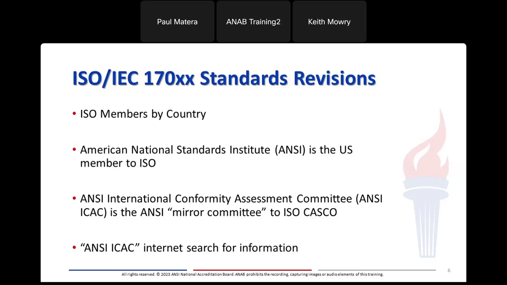Now, within CASCO itself, these national committees are sometimes referred to as national mirror committees. So sometimes you'll hear the ANSI ICAC referred to as the National Mirror Committee to CASCO or the U.S. TAG Committee to CASCO. It all means the same thing. There's just the one committee, and that's the role that the ICAC plays. Now, if you're interested in ANSI ICAC, perhaps getting involved, perhaps becoming a member, it's really easy. You just do an ANSI ICAC internet search, and you will find all the information you need. So if we can go to the next slide.